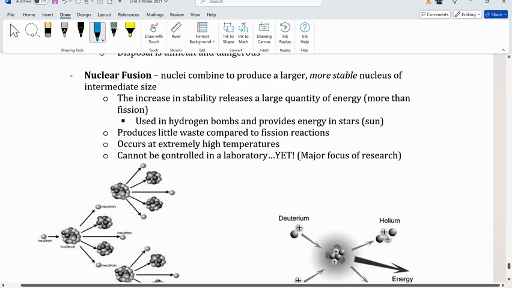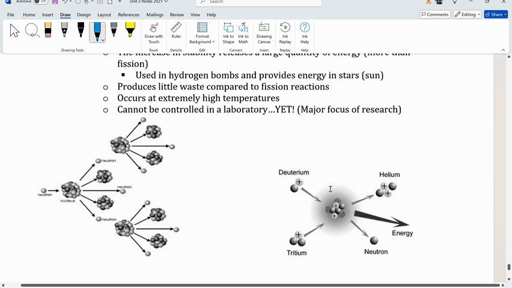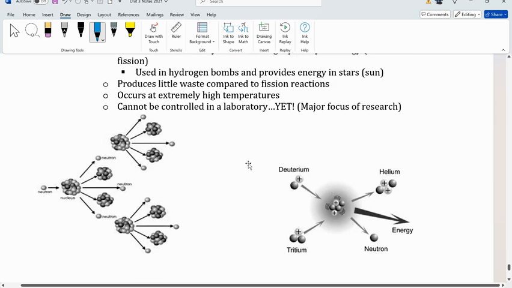It cannot be controlled in a laboratory yet, but is a major focus of research, and they have been working on it. So this is what happens. This is the picture of fusion. We take deuterium, which is a hydrogen with 1 proton and 1 neutron. So 1 proton, 1 neutron.